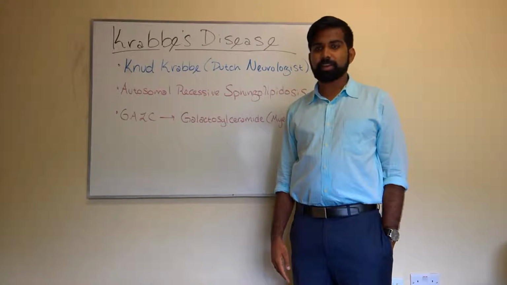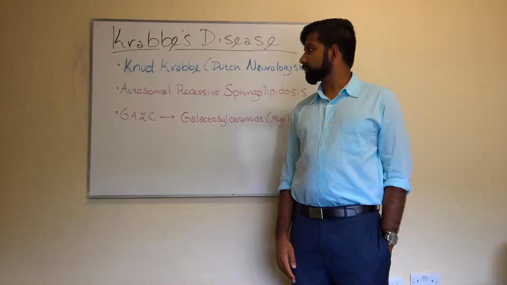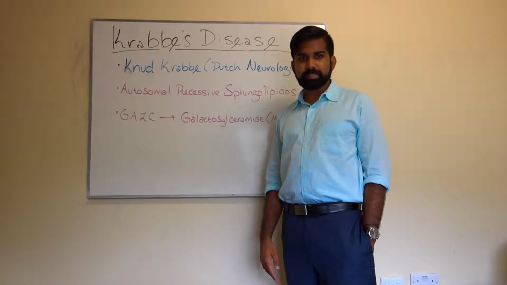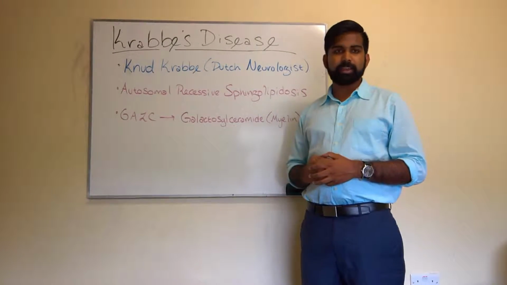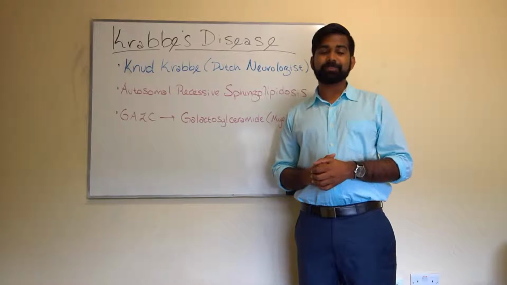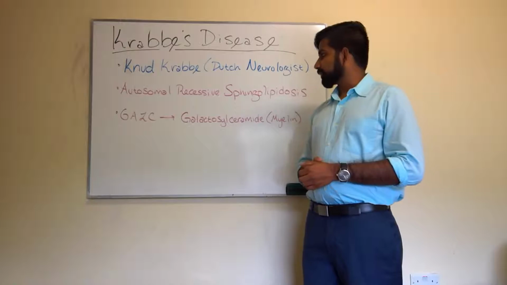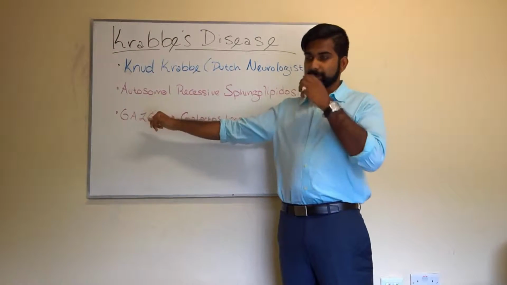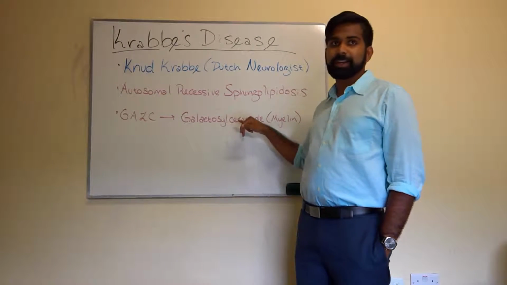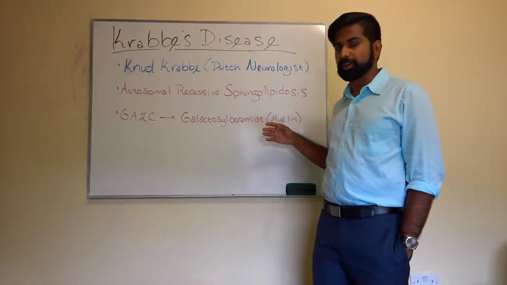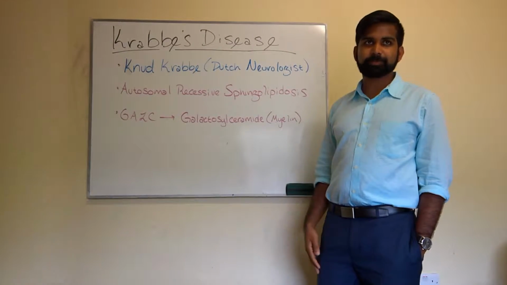Krabbe's disease was discovered by Krabbe, a Dutch neurologist in the early 1900s. So what is Krabbe's disease? Krabbe's disease is an autosomal recessive disorder caused by a deficiency in lysosomal activity. This is the enzyme GALC, and because it's deficient, you have galactosylceramide accumulation, and this causes your myelin to be degraded.